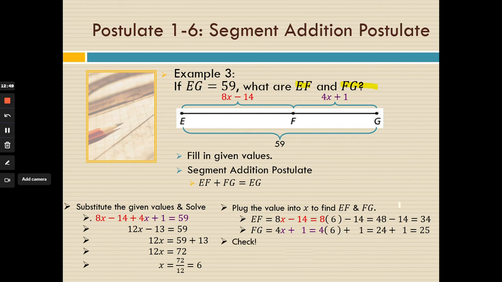Does it make sense to have those two chunks equal to 34 and 25? Well, if we add them together, we get 59, which is what we started with at the beginning of this problem. So that tells us that we probably ended up with some pretty good answers.